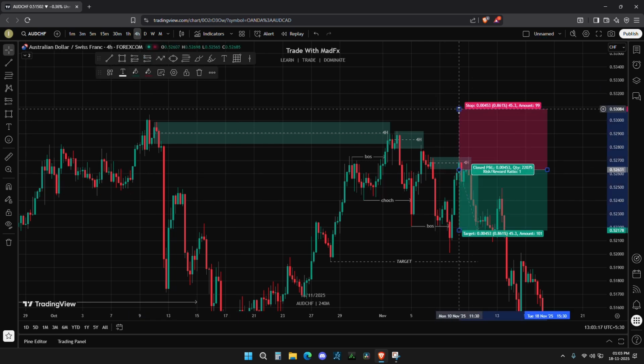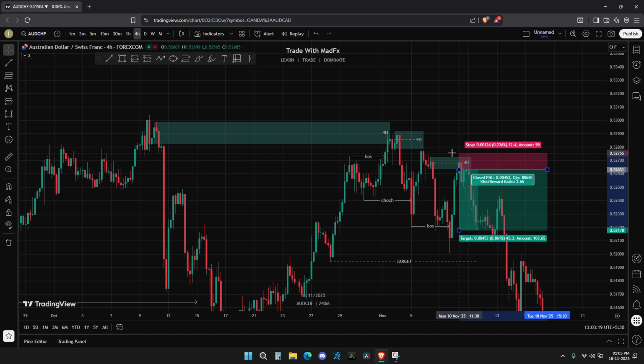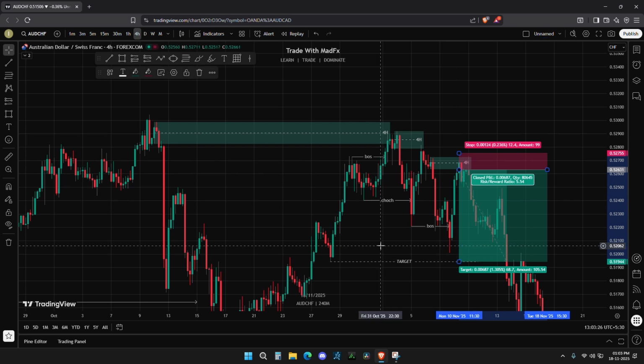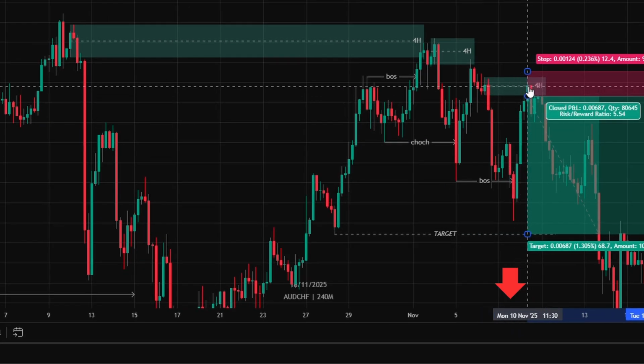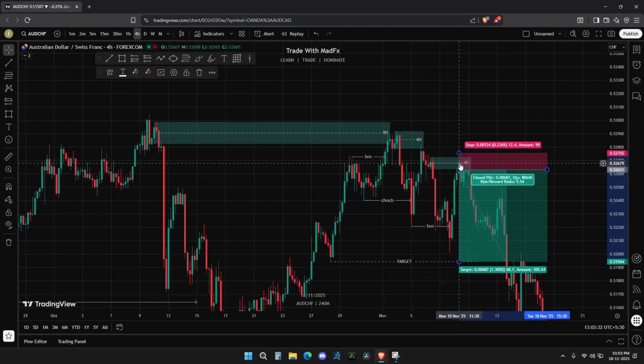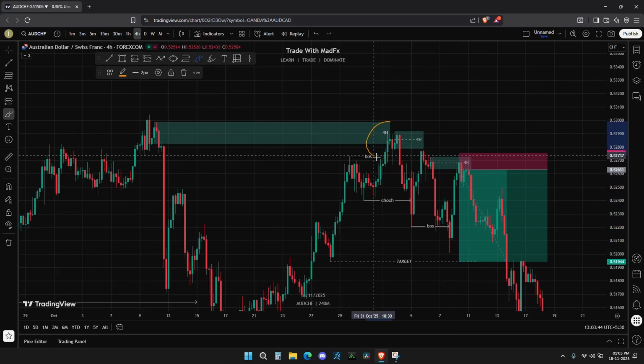Stop loss would be above this supply zone. And as always, we want to give a little bit of room for our stop loss. And this will be our target, which will give us a risk to reward of 1:5. This particular entry happened on November 10th, which was Monday. So, in just a matter of 1 week, this play gave us not 1, not 2, but 3 amazing plays to capitalize on.